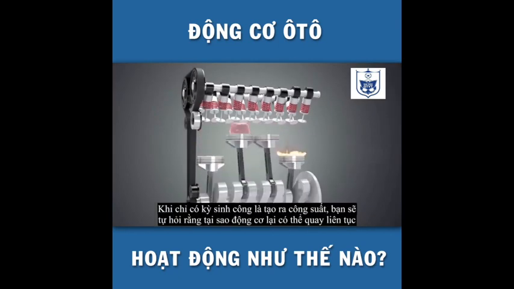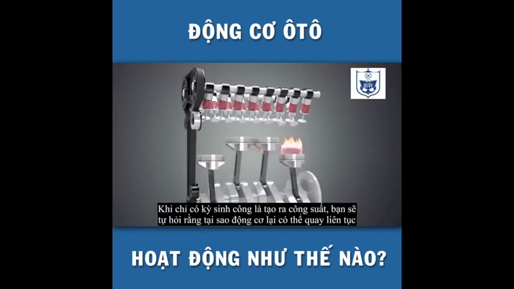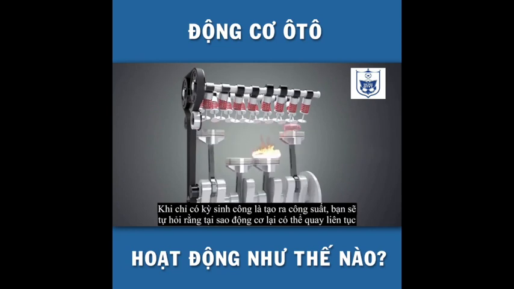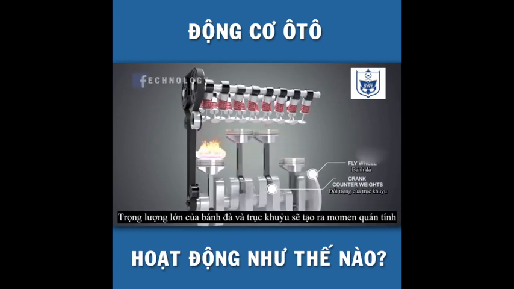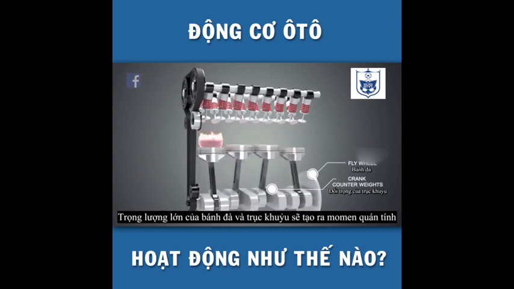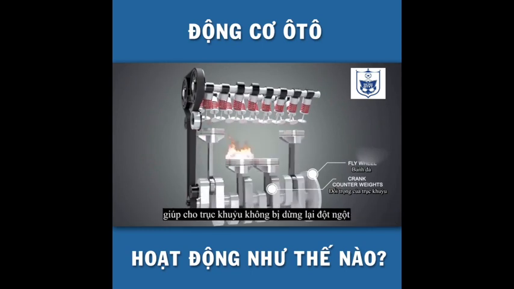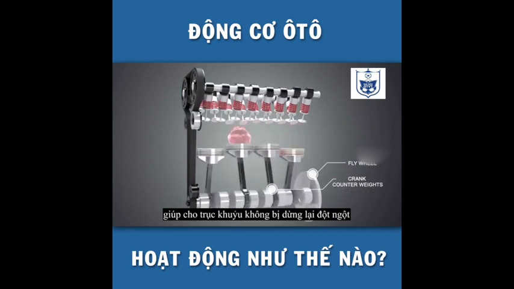Since only a power stroke produces power, you may wonder how the engine turns continuously. Well, the answer is in the crank itself. The flywheel and the crank counterweights provide momentum, which keeps the crankshaft from stopping immediately.